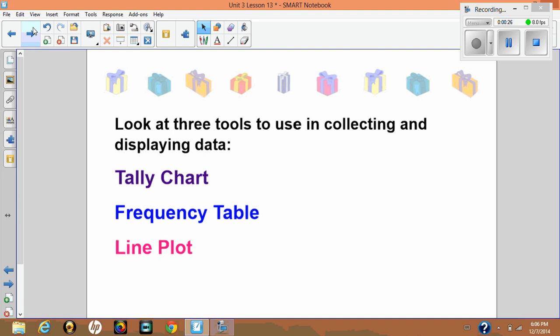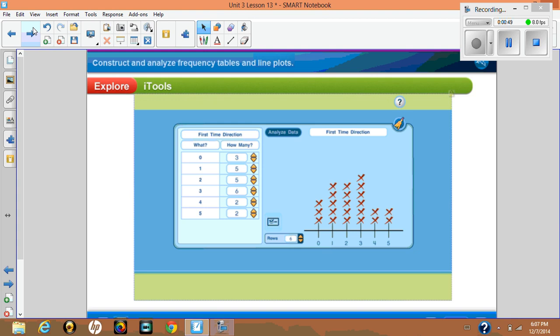Now, line plots are not new to you. You've used them, and maybe you even used them in the first or second grade. Tally charts, we use tally charts when we're taking a vote. I want to show you a frequency table that I created from one transition in our classroom. If you look, it's the first time directions are given, so I call it first time direction.